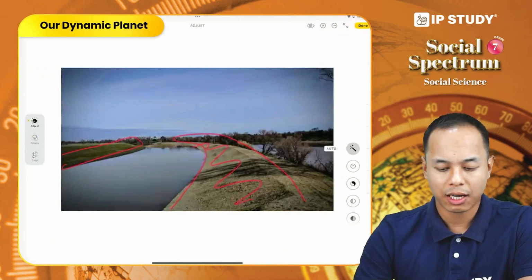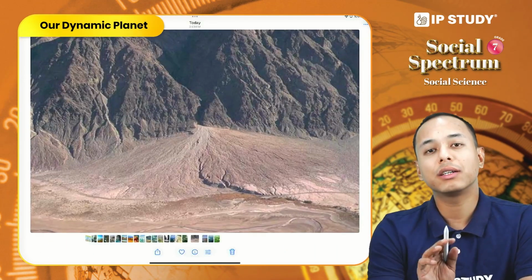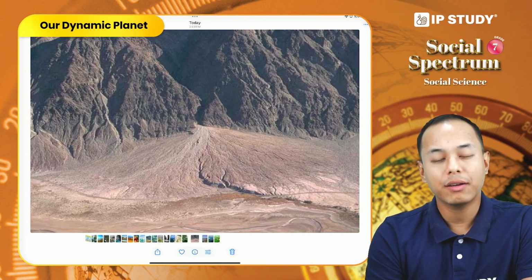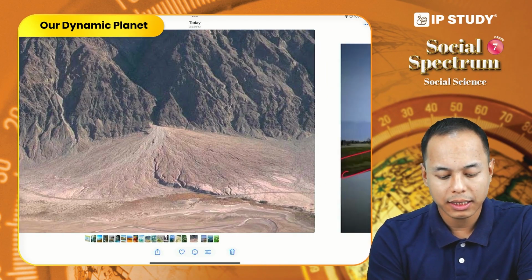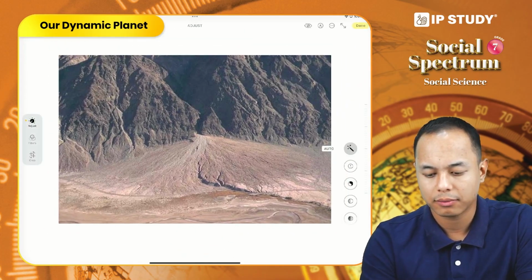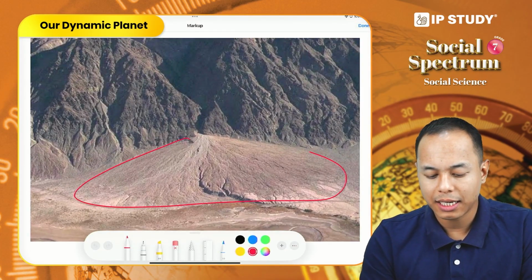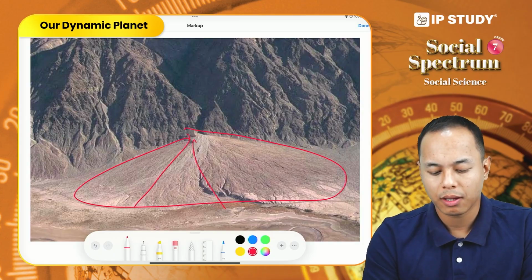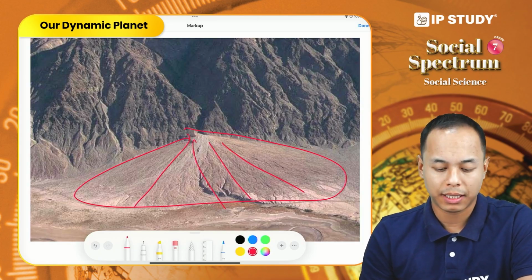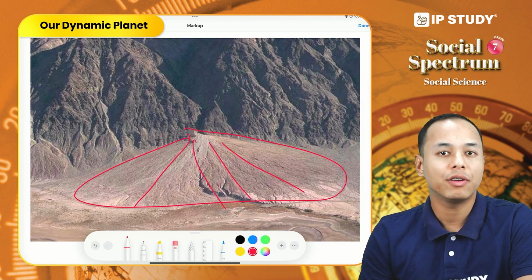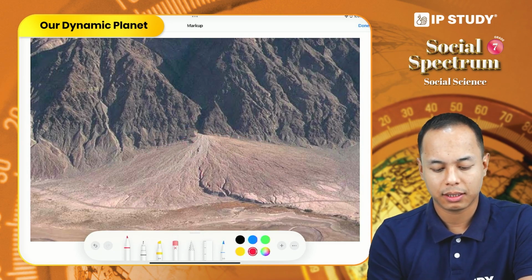So what is alluvial fan? Once the river enters the plain from a mountainous or a sloping region, it deposits the sediments it carries. Okay, and in the course of time, a fan-shaped landform is created in this area. This is called alluvial fan. See here, right?